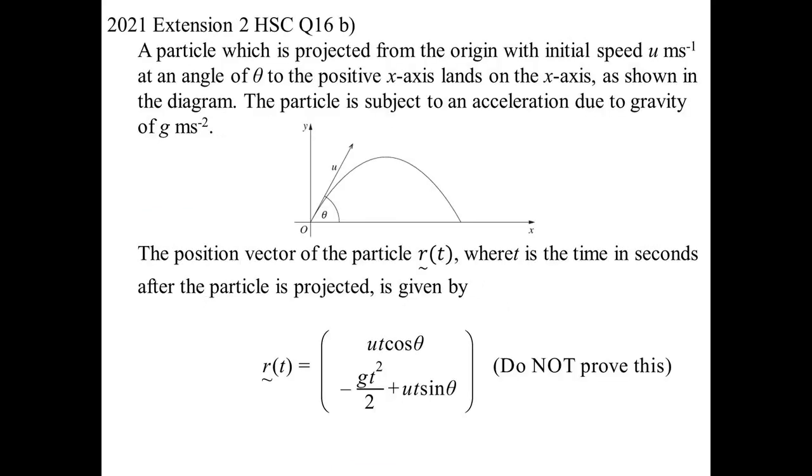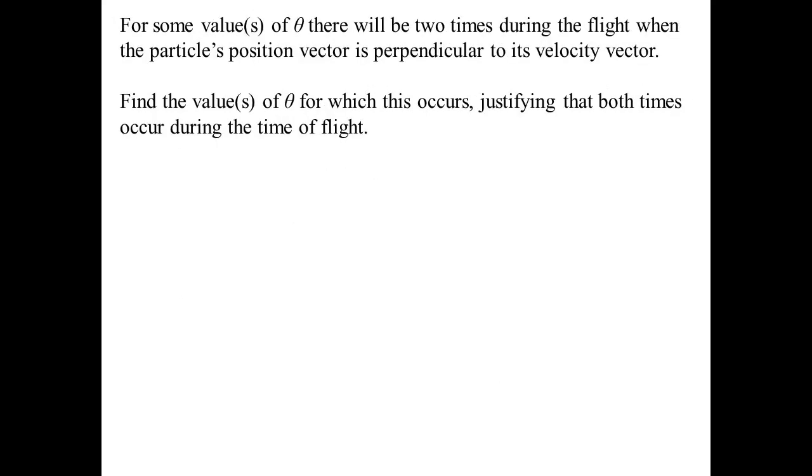Here's last year's one. It was a 5-marker and it wasn't in parts. You basically had to put it all together yourself. So it's the standard sort of projectile motion. They put a nice little picture there for you to look at, and they've given us the displacement, but they've given it as a position vector. For some values of theta, there will be 2 times during the flight when the particle's position vector is perpendicular to its velocity vector. Find the values of theta for which this occurs, justifying that both times occur during the time of flight. Well, there is our displacement, or position vector.